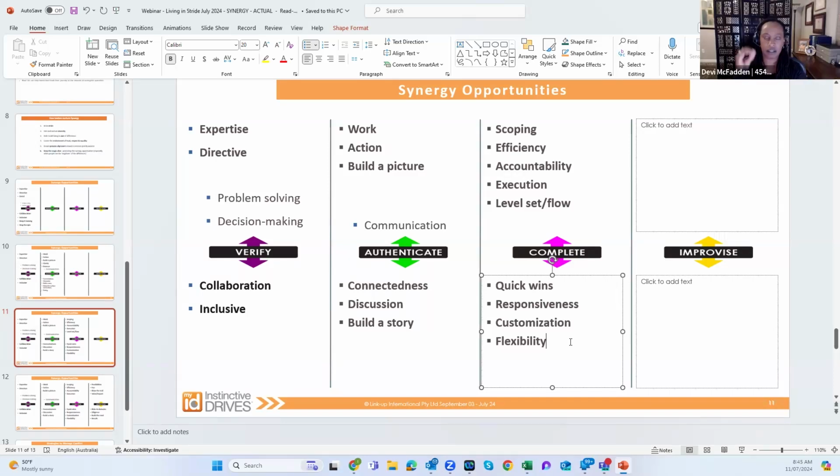And I think the synergy piece of that is when teams are able to do that and it doesn't come at a cost. Yes.